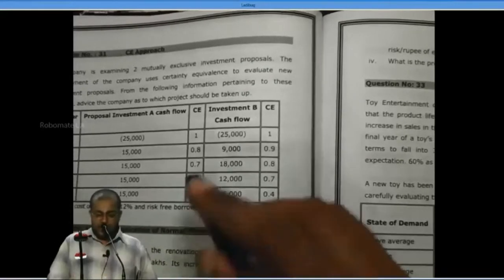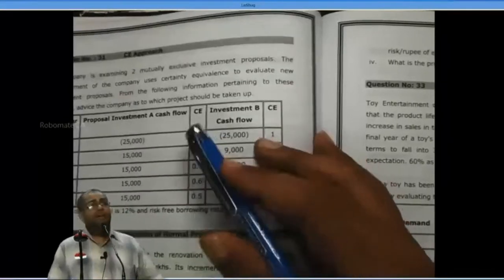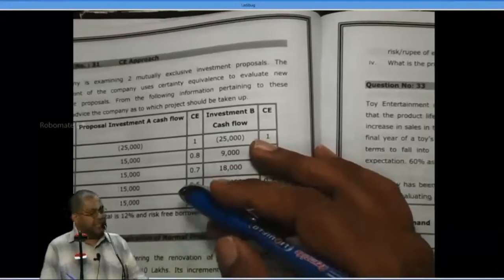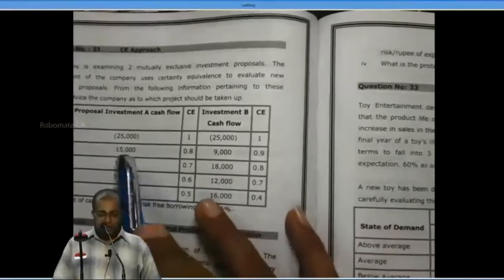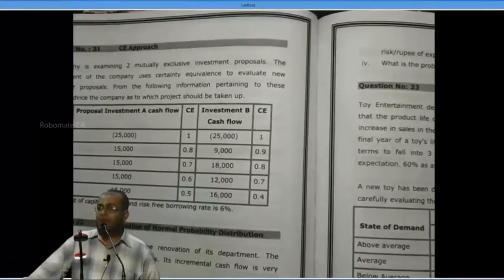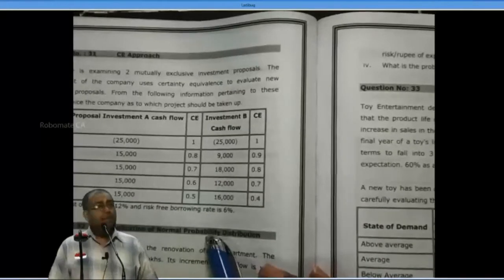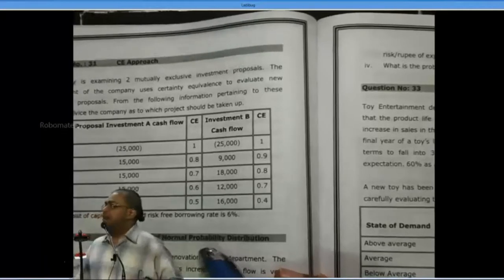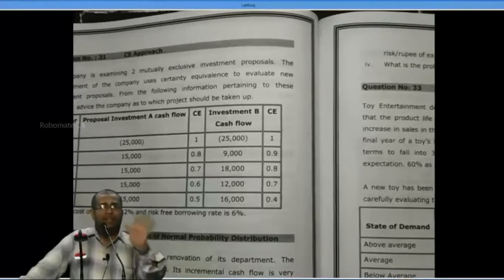See, as the year progresses in this problem, the factor reduces, because in the later years they cannot tell the cash flow with so much assurance. So the CE factor reduces as the year increases. Now, when I multiply this cash flow with the certainty equivalent factor, I get certain cash flow. The certain cash flow should be discounted at 12% or 6%? 6%, because I have removed the risk by multiplying with the certainty equivalent factor. Now it is as good as risk-free cash flow. Discount using the risk-free rate.